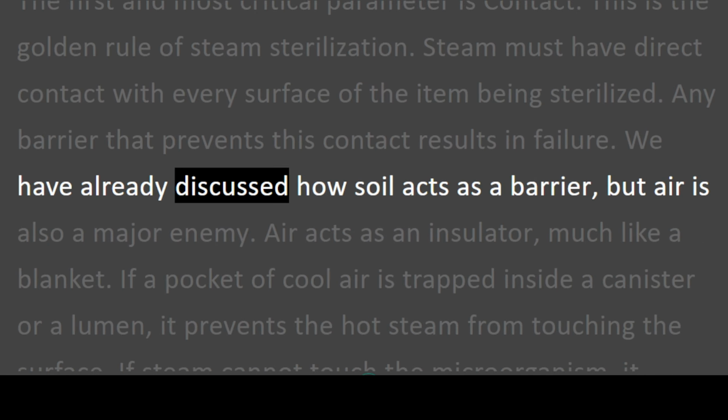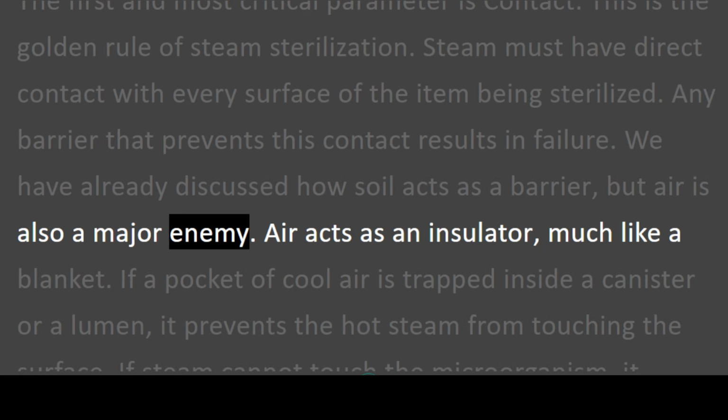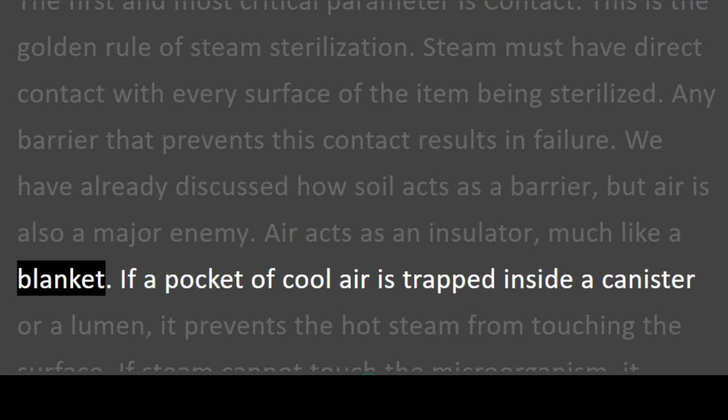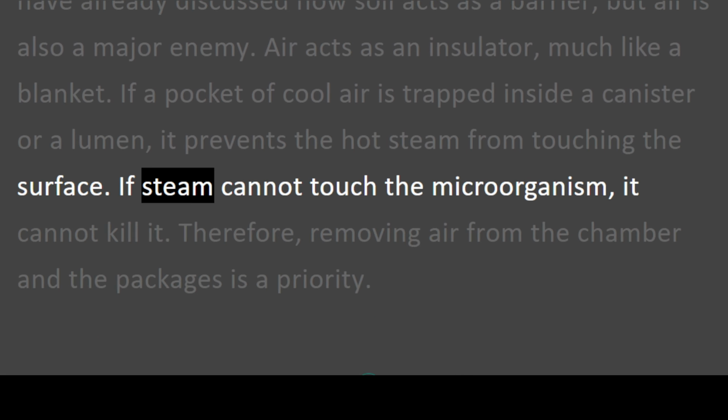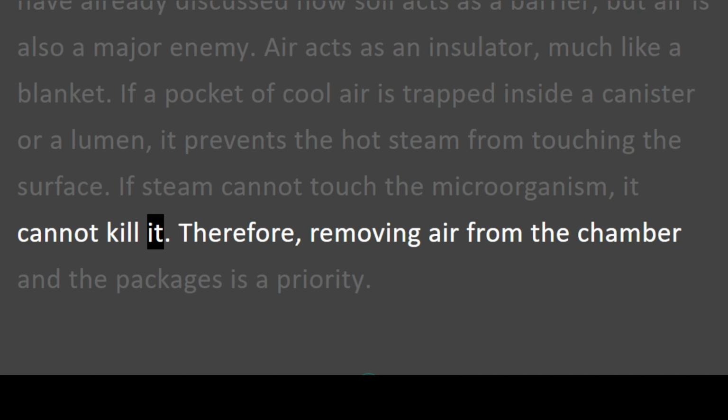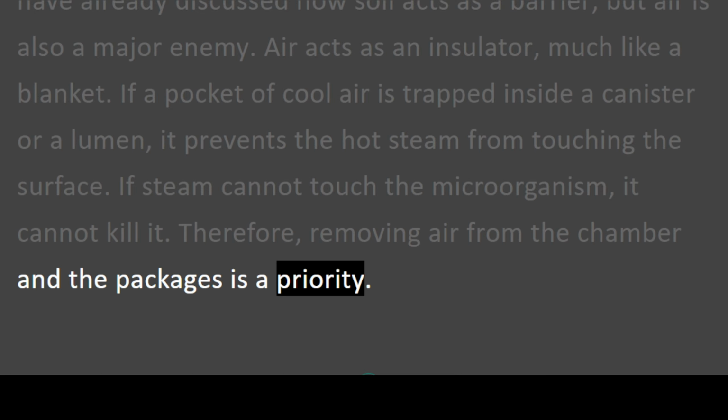We have already discussed how soil acts as a barrier, but air is also a major enemy. Air acts as an insulator, much like a blanket. If a pocket of cool air is trapped inside a canister or a lumen, it prevents the hot steam from touching the surface. If steam cannot touch the microorganism, it cannot kill it. Therefore, removing air from the chamber and the packages is a priority.